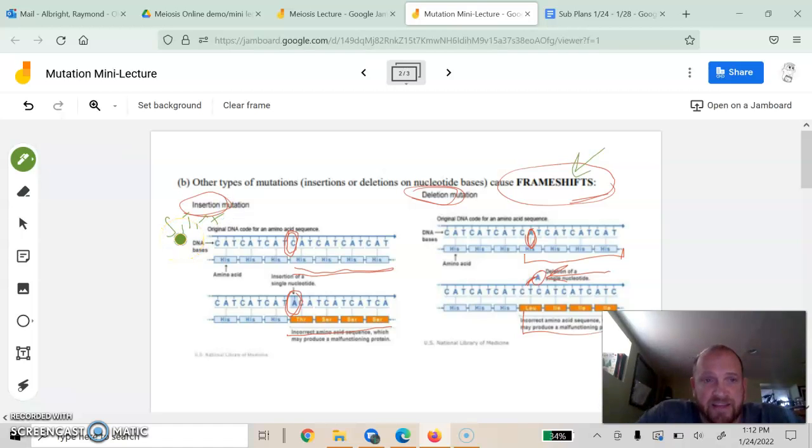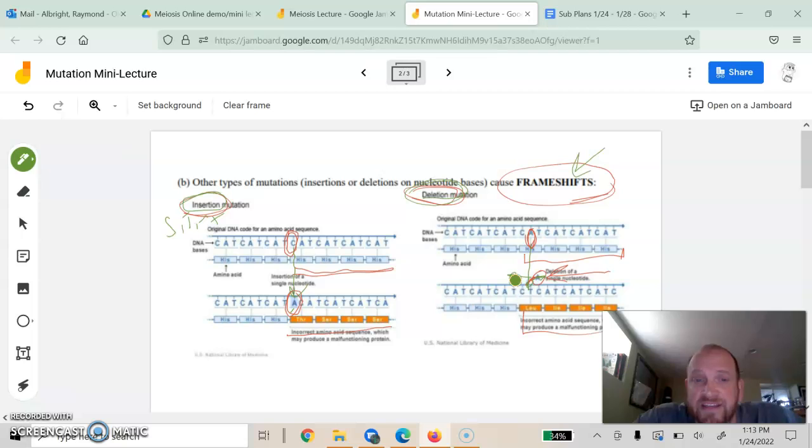So if I either insert an extra nucleotide, so you'll notice right here I have a C, and what's happened is an A has been placed right in front of that C, or I delete a nucleotide. So here I have an A, which has been removed, and so that T just sort of shifts backwards.